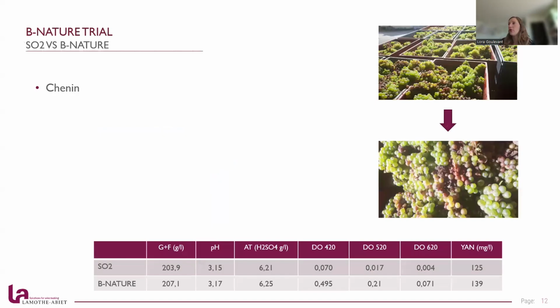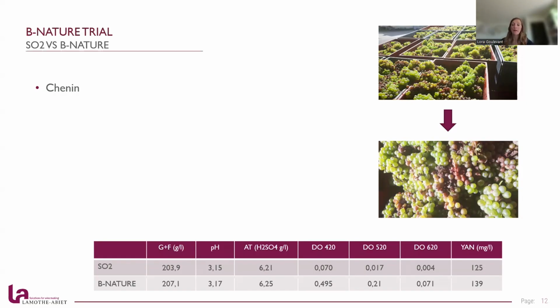So I wanted to show you this trial. It's one of the different trials we've made. So this was on a Chenin. The Chenin, unfortunately, was not in a very good shape. You can see that there is some botrytis, and the harvest is very heterogeneous.